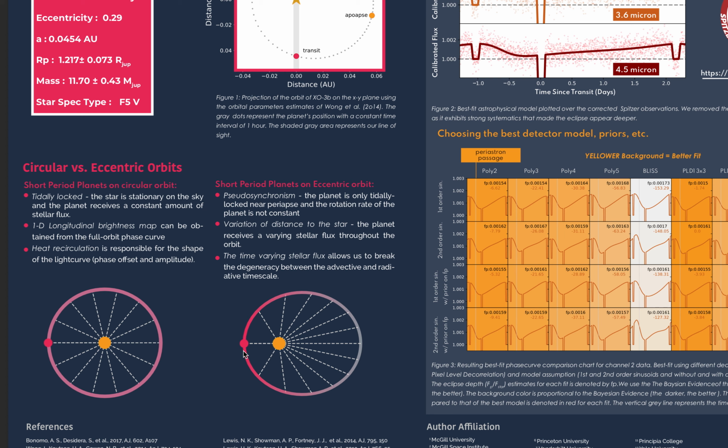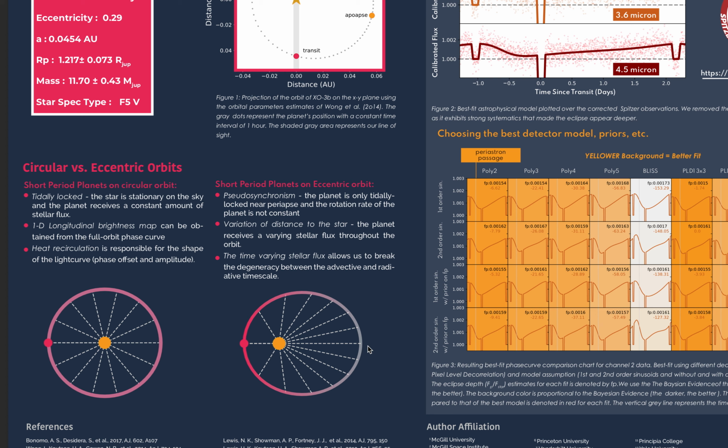So the planet is only tidally locked near periapse, where momentarily one side of the planet gets flash heated, and then for the rest of the orbit, it will spin around on its axis and experience days. They also receive a varying amount of stellar flux across the orbit because the distance between the planet and the star is varying. And fun fact, EXO3b receives 3.3 times more stellar flux at periapse than it does at apoapse.